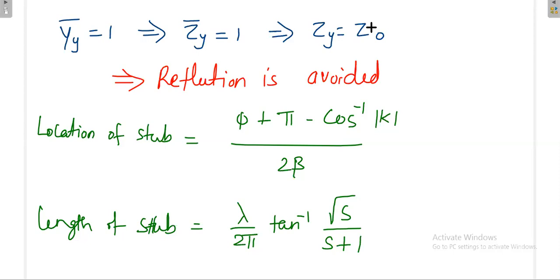With this, I will stop. Tomorrow we will see some limitations of single stub matching. Then why we are going for double stub matching. Then we'll see the Smith chart. Then we'll go for antenna. Any doubts so far, sir?